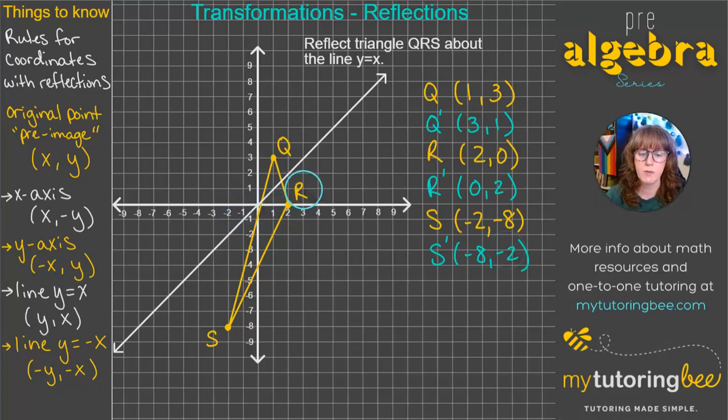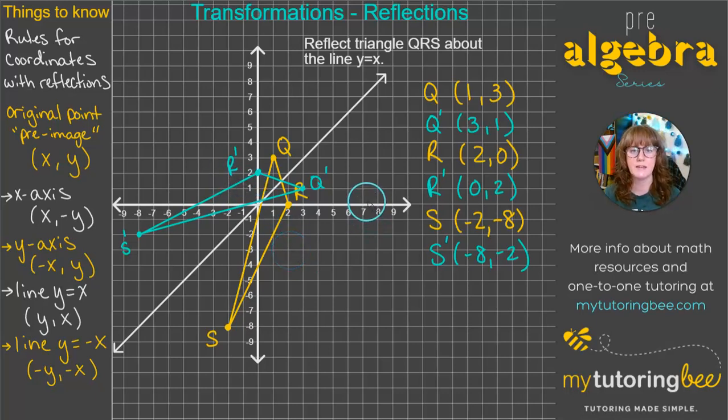So Q prime is at 3, 1, and that's okay that it's kind of overlapping just a little bit right there. R is at 0, 2, so we're going up on the y-axis for R prime. S prime is negative 8, negative 2. So here is our S prime. And then let's go ahead and connect those points with our straight lines. And then you can see that this triangle has been flipped over this diagonal line.